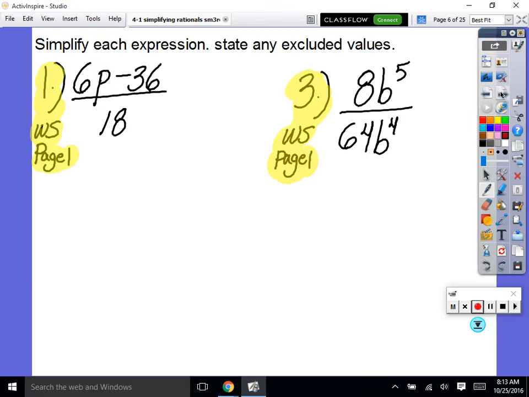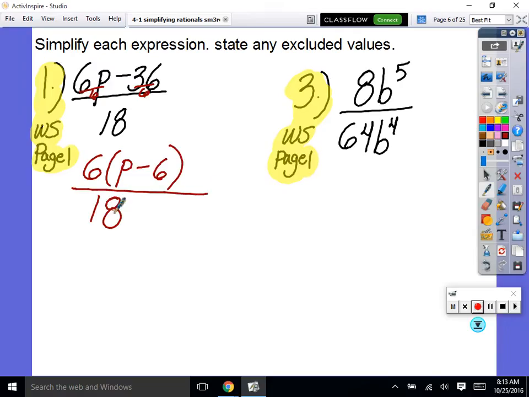It says simplify each expression, state any excluded values. So we need to factor the top, factor the bottom, and then we can divide out exact factors after we exclude the values. So on top, what do we factor out? 6. We'll want to factor it completely, so we want greatest common factor. So we factor out a 6, so then divide by 6, divide by 6. So left is p minus 6, correct? Everybody good? And that's all over 18.